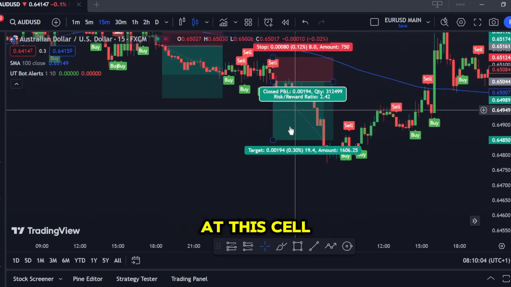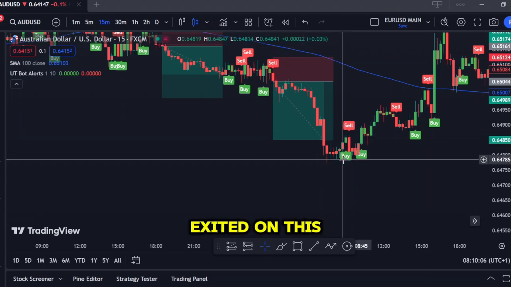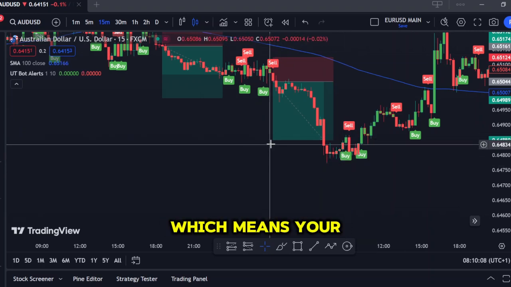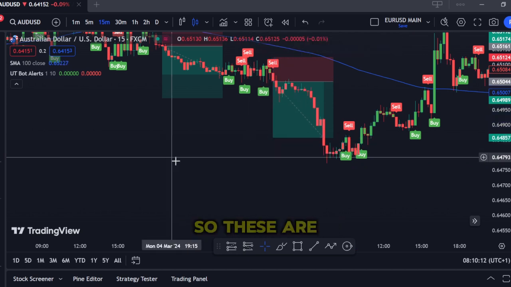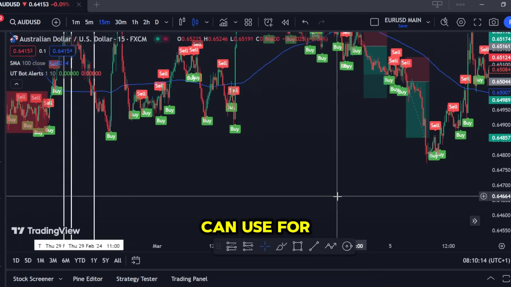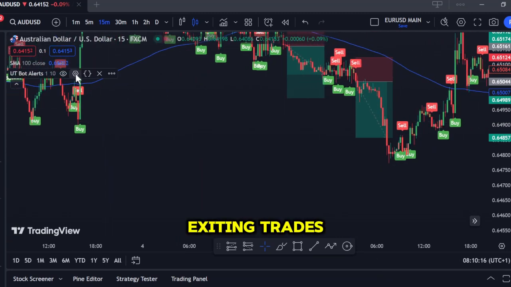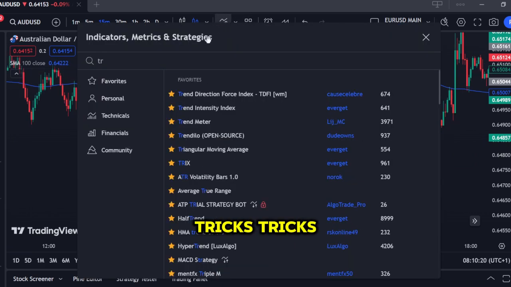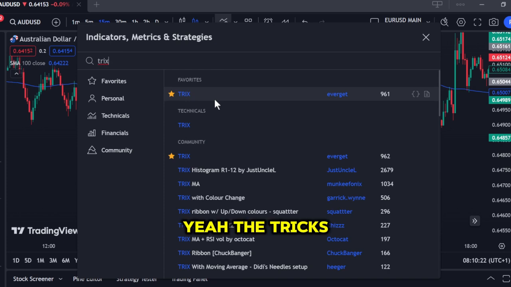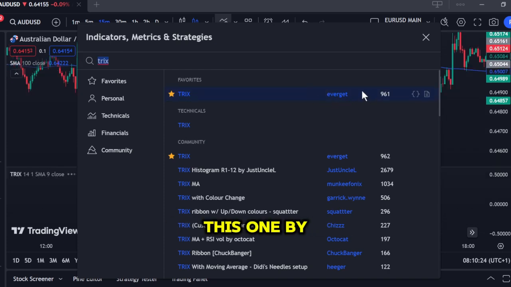For example, look at this sell right here. You would have exited on this buy candle, which means your exit is going to be around this zone. Okay, so these are some indicators you can use for exiting trades in the market. I also have another one I'm going to show you guys, which is the Trix, and you can select this one by Everget.